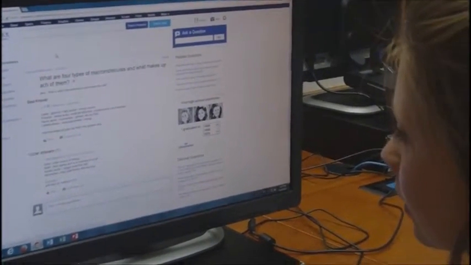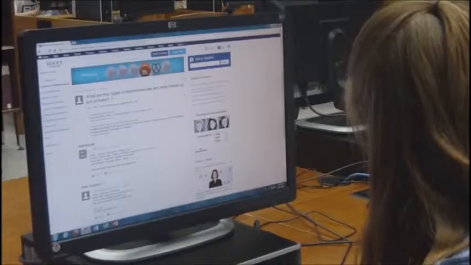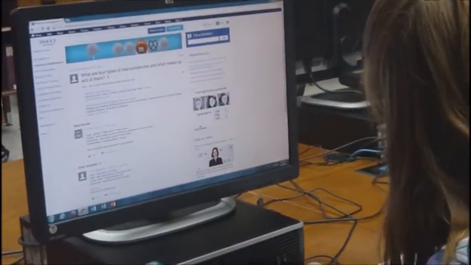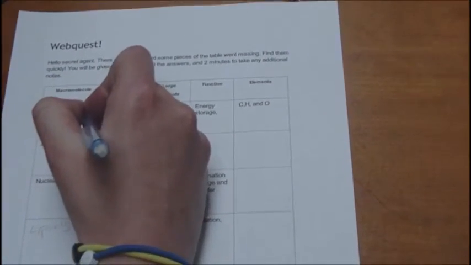So are you finding some of your answers? I think so. Hopefully. Okay, good. So what Brittany will be doing is just searching whatever she can to help her find the answers to this worksheet. And so far she's found lipids, and she just fills in the blanks in this graphic organizer.